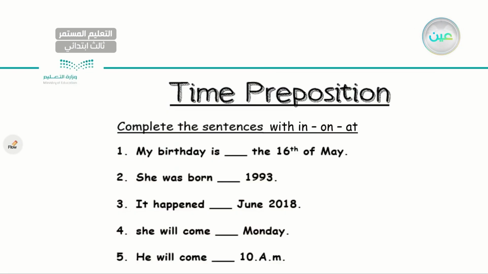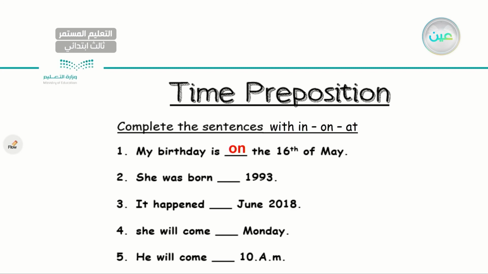Very good. Now, let's practice if you got the prepositions of time correctly. Complete the sentences with in, on, and at. Let's start with number 1. My birthday is the 16th of May. So here I have a date, right? Which preposition do you think we should use? In, on, or at? The answer is on the 16th of May. Very good. On the 16th of May.